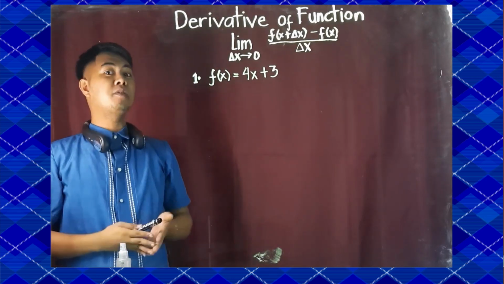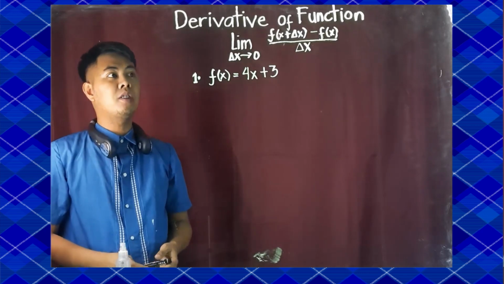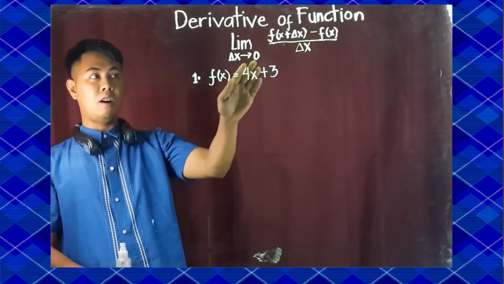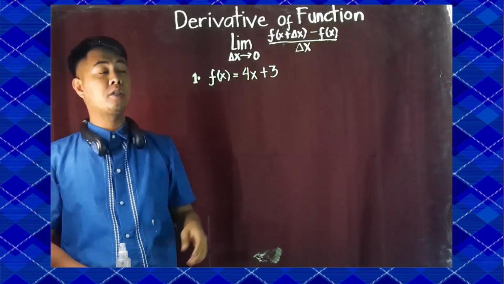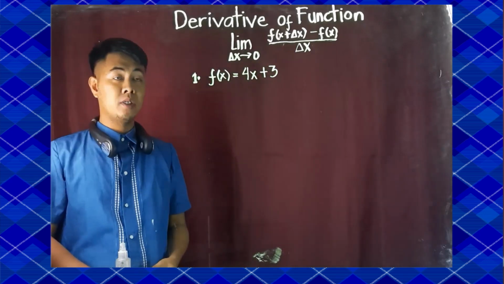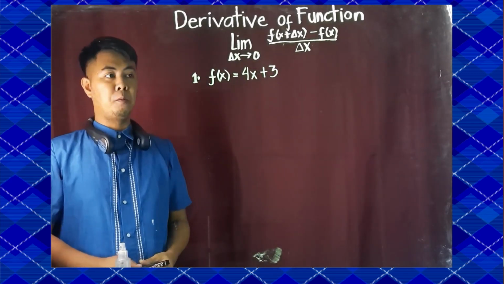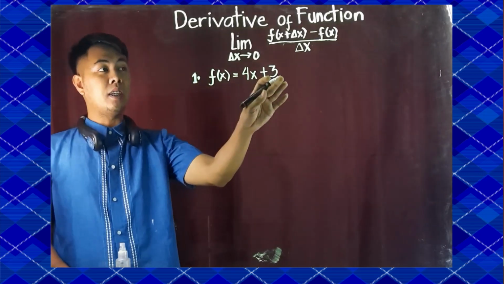Hi everyone! In this video, we are going to discuss the derivative of a function using the limit of f of x plus delta x minus f of x all over delta x, where delta x approaches 0. So example number 1. Okay? So f of x is equal to 4x plus 3.